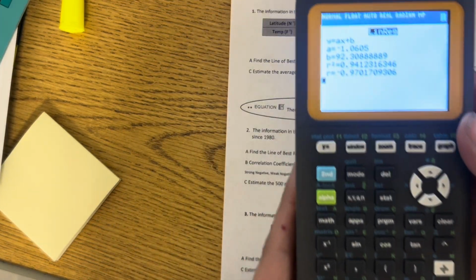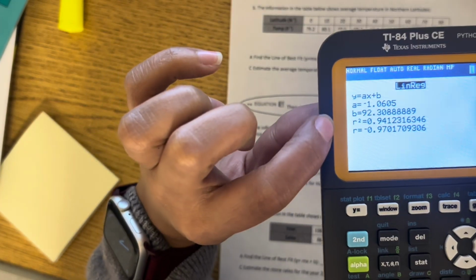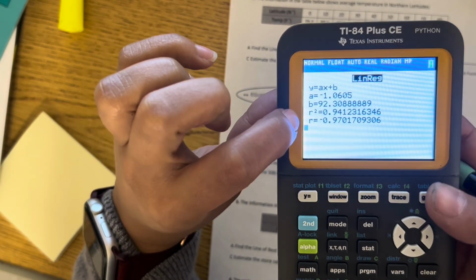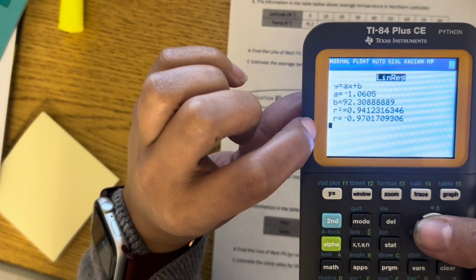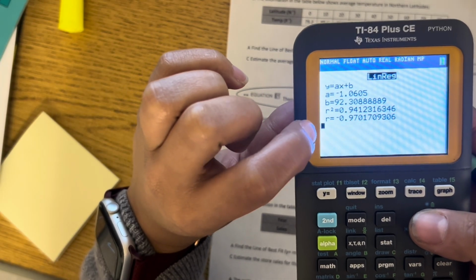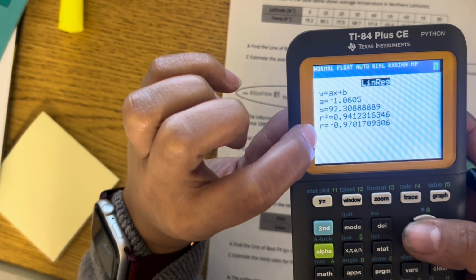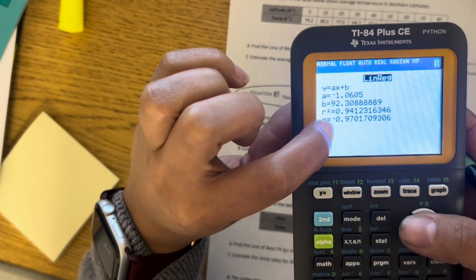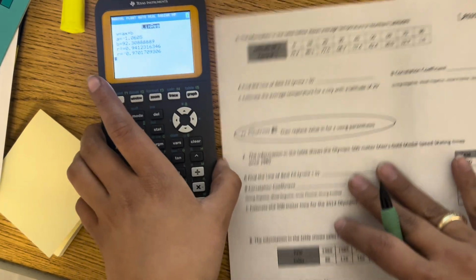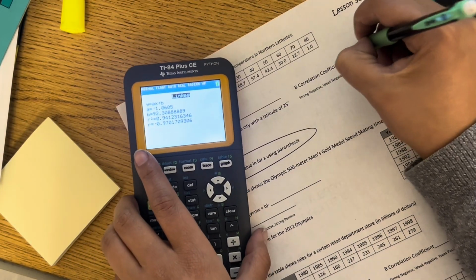Now, you notice the difference is I have more than A and B. I have more than the slope and the y-intercept. We have what's called the correlation coefficient. The only one I look at is the R value because we're talking about linear, not quadratic. So we're doing R, and notice that that's a decimal, negative 0.97. We'll talk about that in a second.